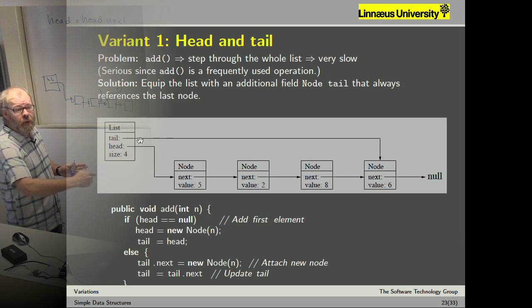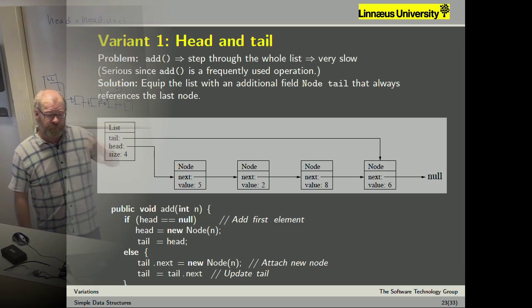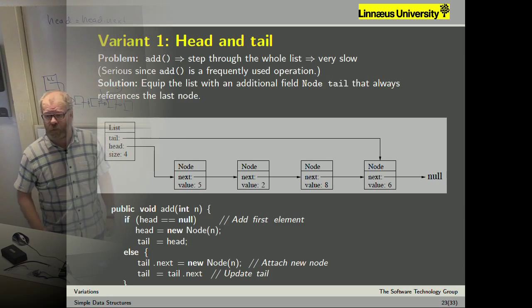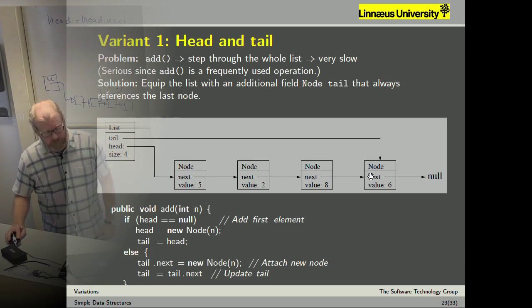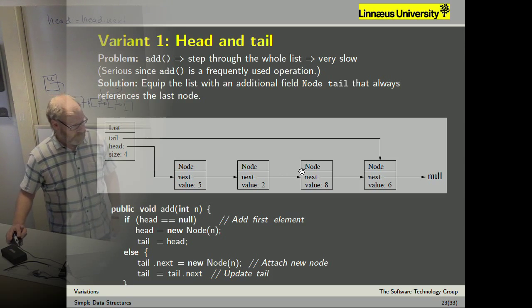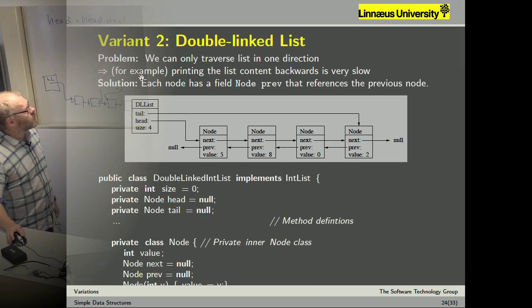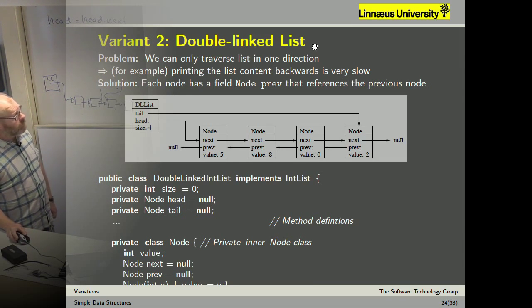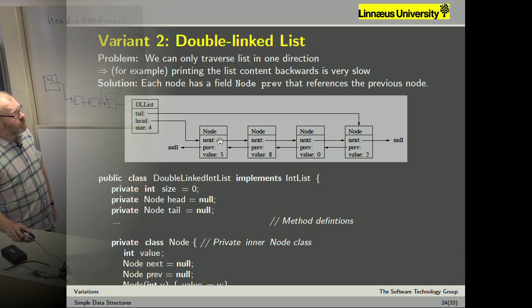I can only go in one direction along the chain of nodes. So if, for example, I would like to print all the elements backwards, I would have to start here, go to the final element and print it, and then restart here, go to the second to last, and then print this one. So if you think that this is a problem, you can use something called a double linked list. We have a head and a tail, but now each node knows not only about the next node, it also knows about the previous node.